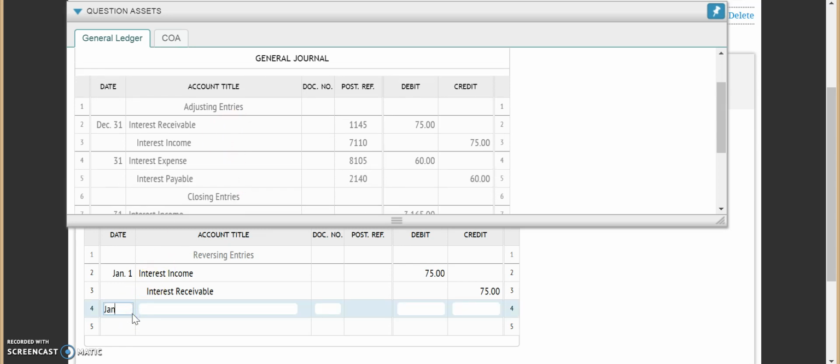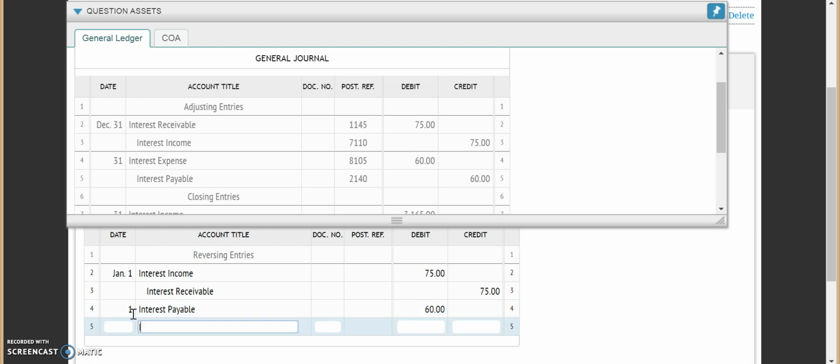So we come over here, we do January, oops, I guess we don't need January again, just the one. And in this situation, interest payable is going to be debited for $60. And then interest expense ends up being credited for $60.